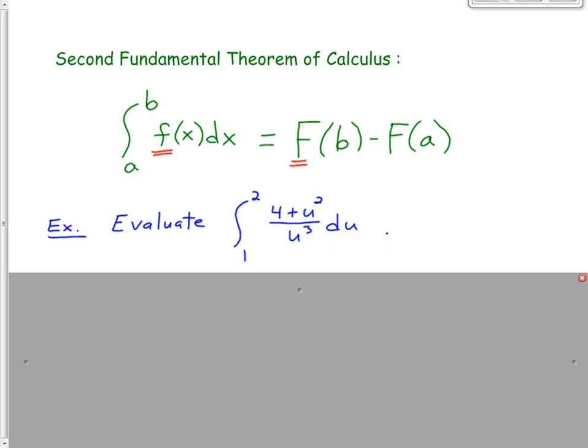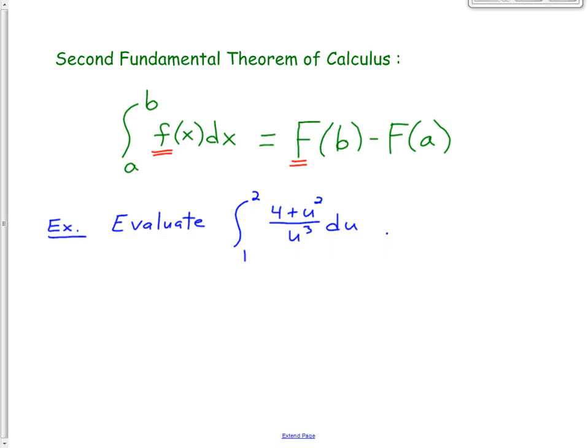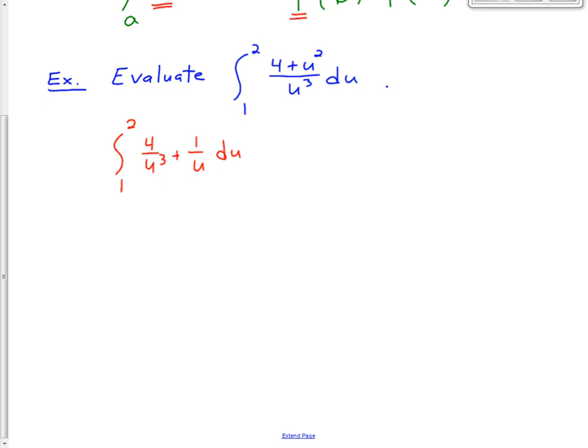So let's do one example with this. Let's evaluate the integral from 1 to 2 of (4 plus u squared) over u cubed du. So first, how about we split this up into two separate fractions. That'll allow us to take the antiderivatives. So the antiderivative of 4u to the negative third is going to be 4 over negative 2 u to the negative second. And the antiderivative of 1 over u is the natural log of the absolute value of u.